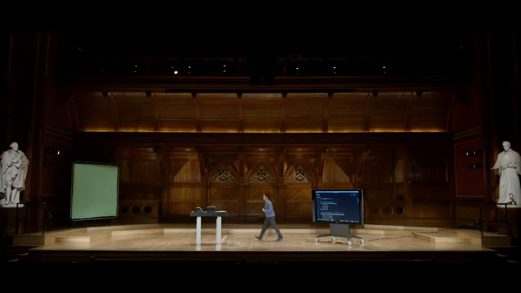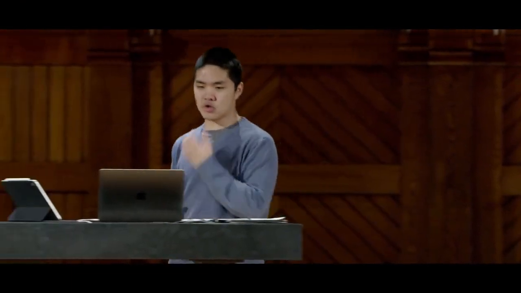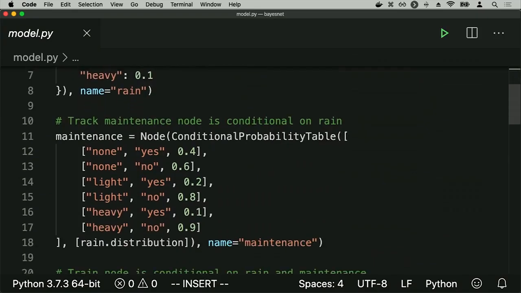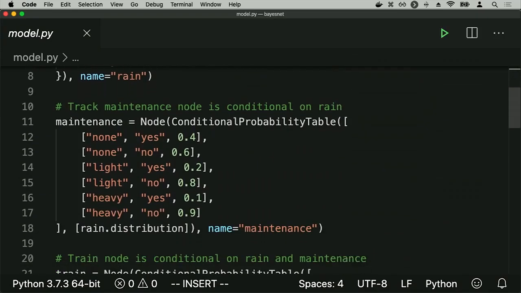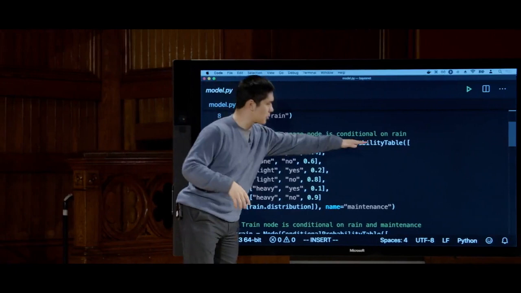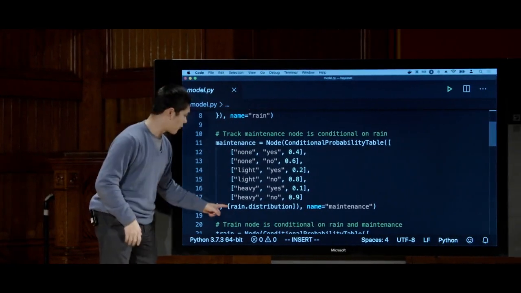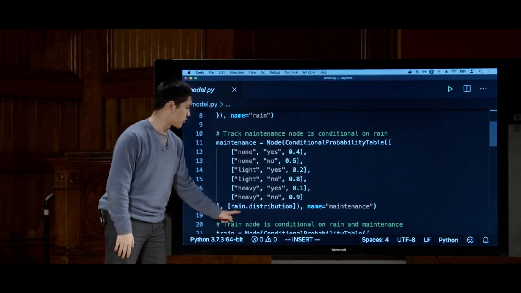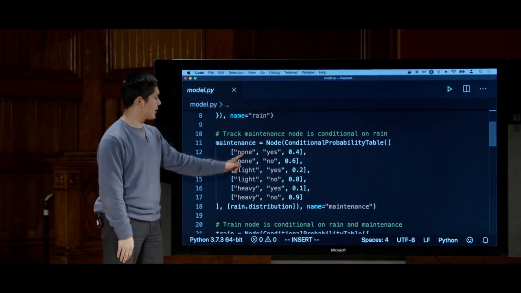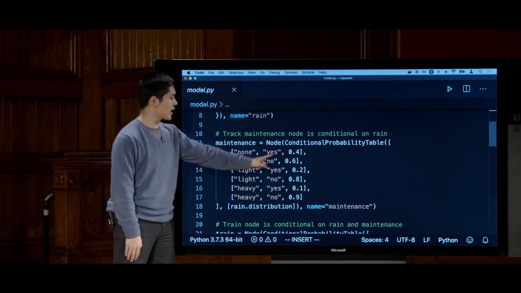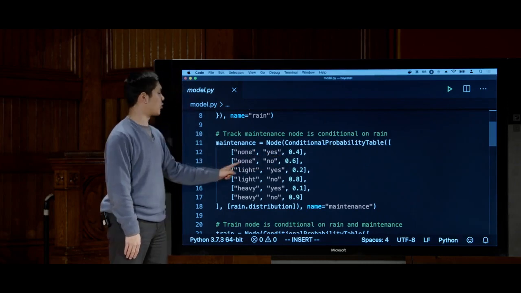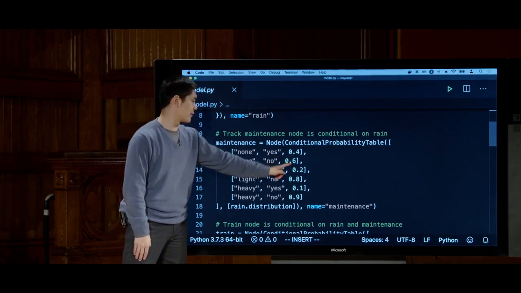Then after that, we go to the next variable, the variable for track maintenance, for example, which is dependent upon that rain variable. And this, instead of being an unconditional distribution, is a conditional distribution, as indicated by a conditional probability table here. And the idea is that this is conditional on the distribution of rain. So if there is no rain, then the chance that there is yes track maintenance is 0.4. If there's no rain, the chance that there's no track maintenance is 0.6.